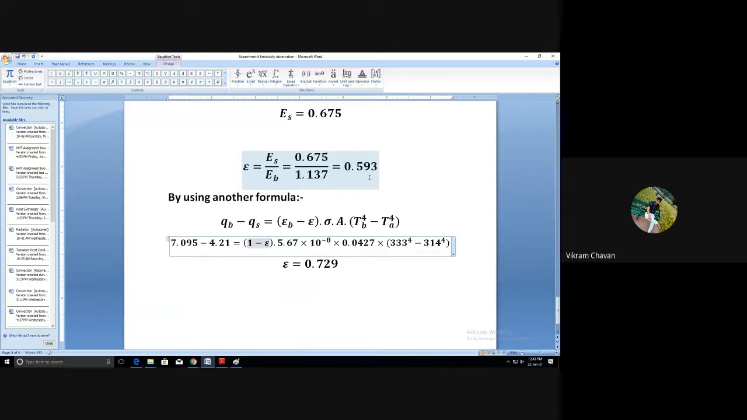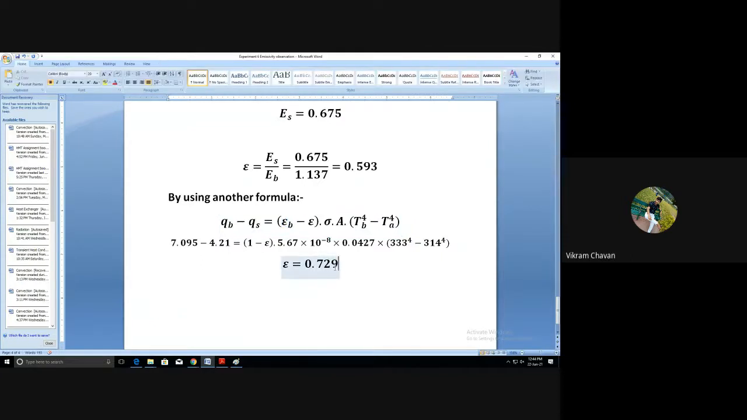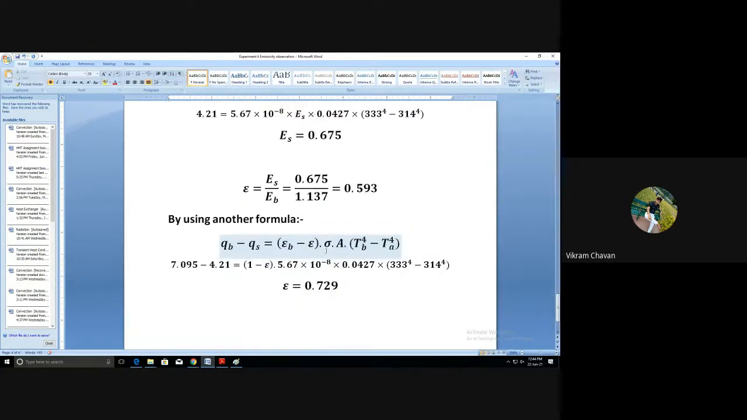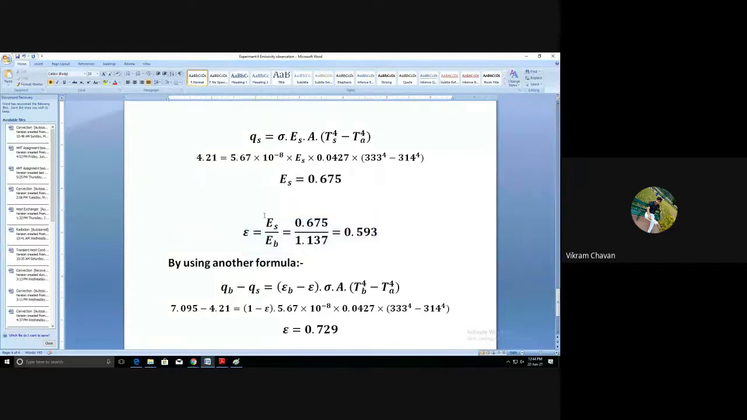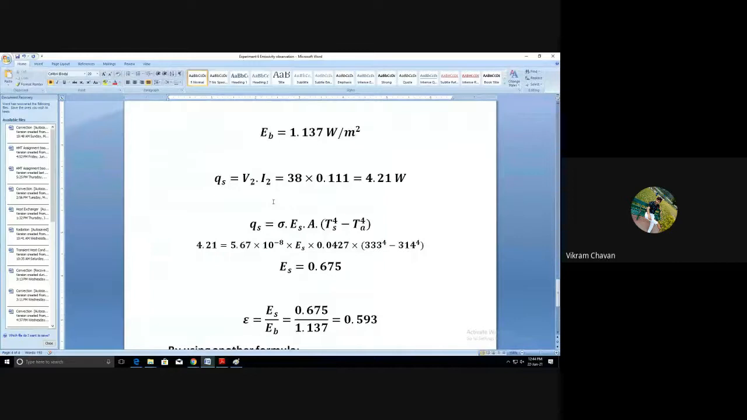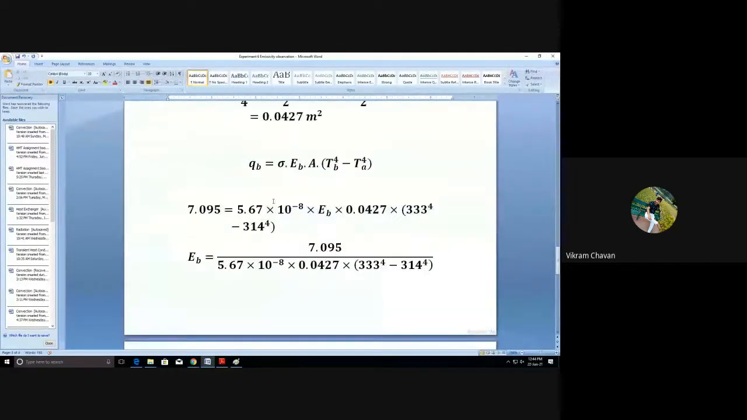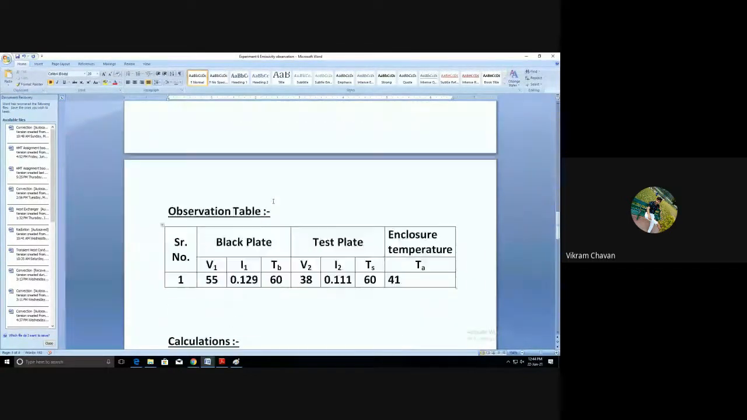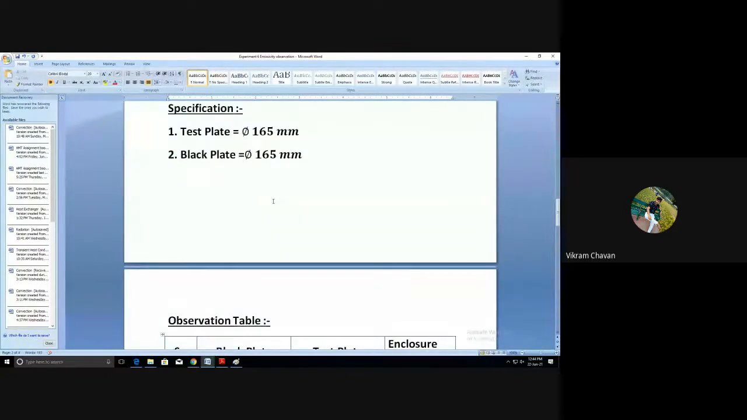0.97, okay, near about 0.25 difference we are getting, and that is because of this assumption, that is nothing but emissivity for a black body is equal to 1. Okay, so by using these two methodologies, you can calculate the emissivity for the gray bodies, by using these two formulas. So this is about experiment number 6.